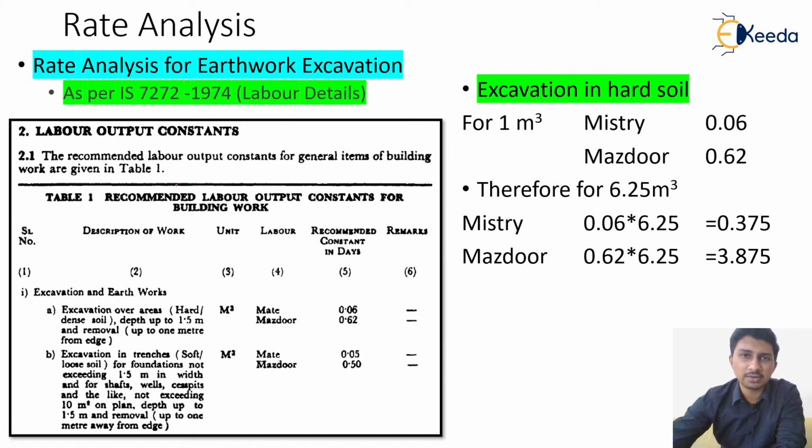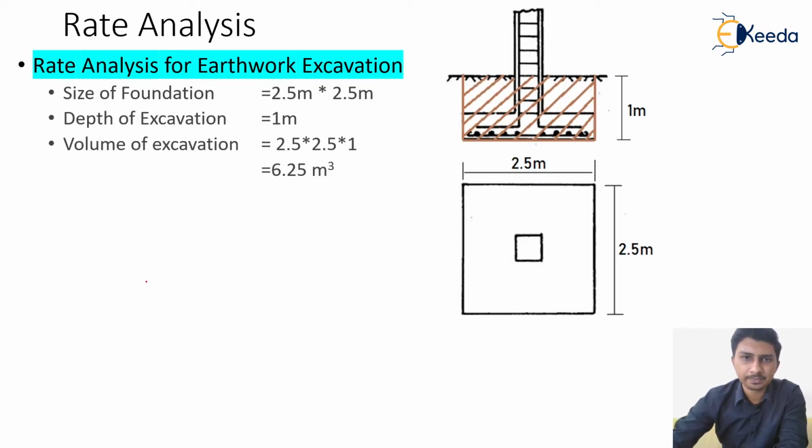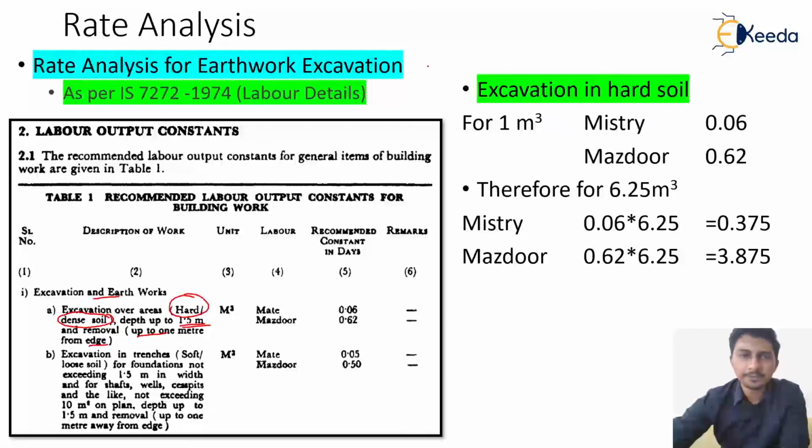I have taken a screenshot out of this IS code. It says that for excavation and earthworks, excavation over areas in hard and dense soil, depth up to 1.5 meter and removal up to 1 meter from the edge. That means our excavation, if it is up to 1.5 meter, right now falls in this range, and the dumping, that is, whatever quantity is taken out, is not going to be placed more than 1 meter away from the excavation. That is what it is telling.